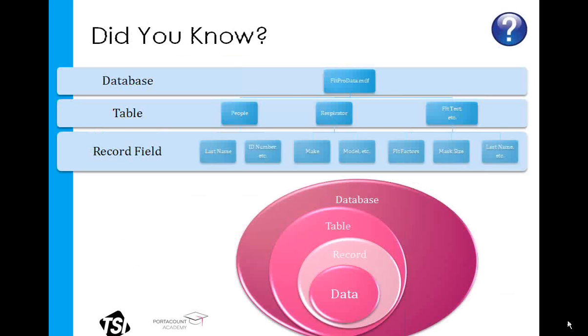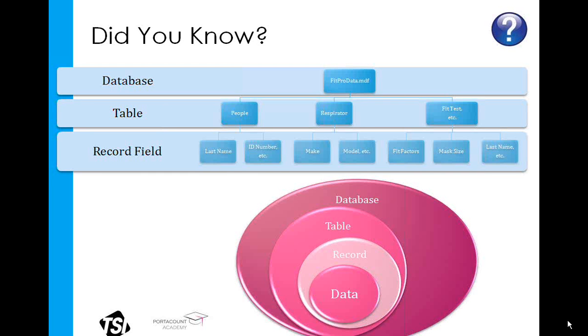To better define the structure of the FitPro database, I have these two graphics. As you can see from the lower graphic, the database is the main component for where the data is drawn from, and everything is subsequent to it. So the default FitPro database is fitprodata.mdf, and the FitPro active database is always listed across the very top of the FitPro title bar. Within each database are the tables we mentioned, and within each of those tables are the records we talked about, the people records, the respirator records, the fit test records.